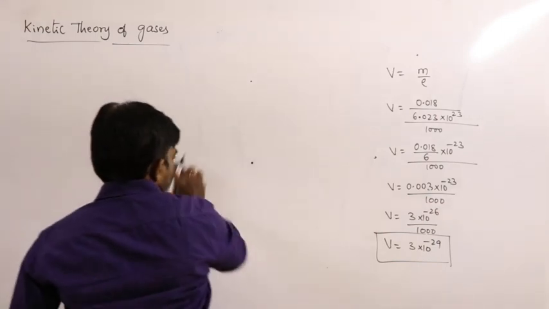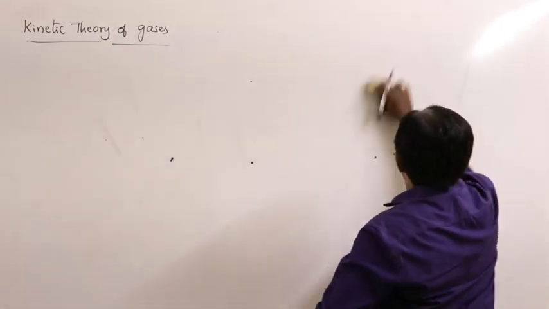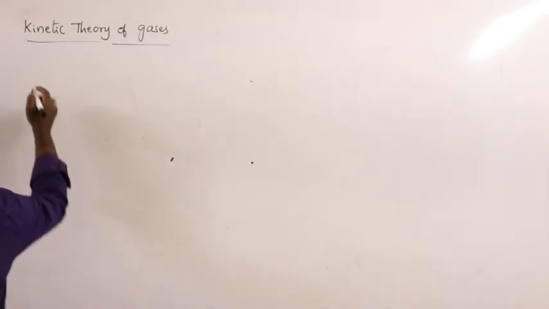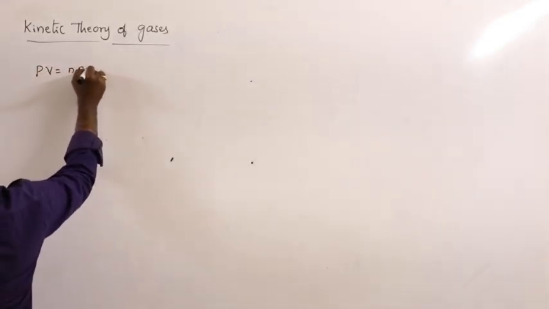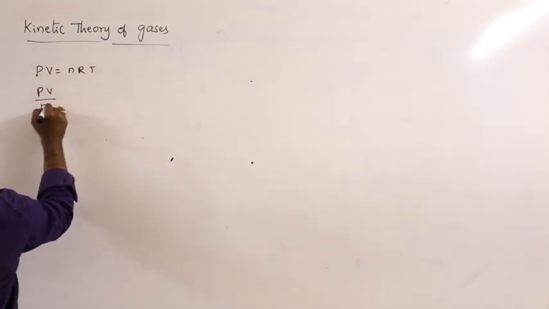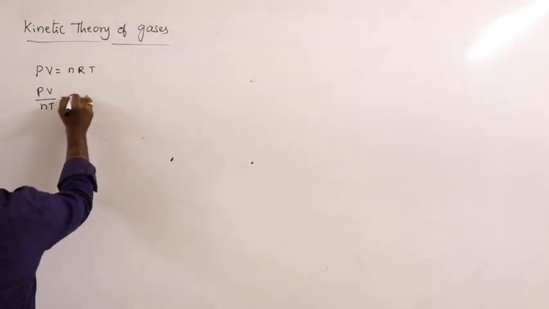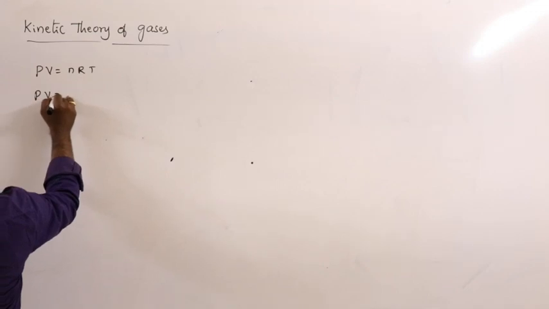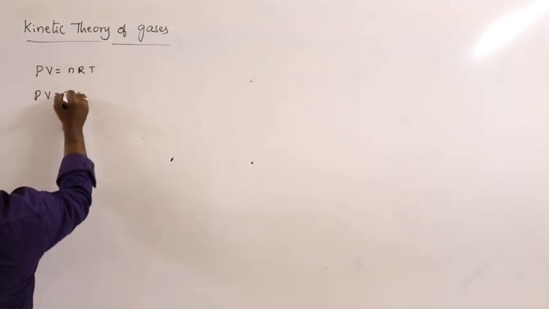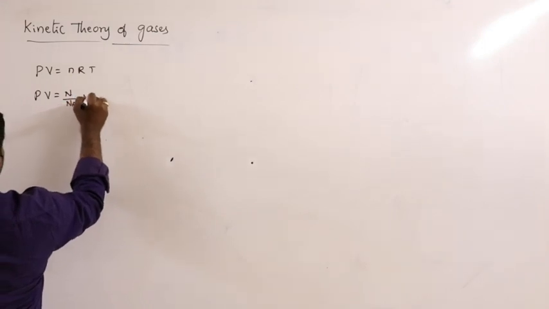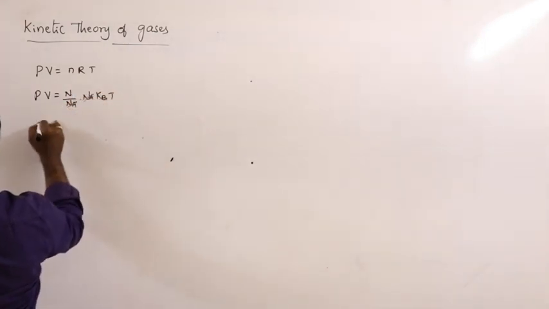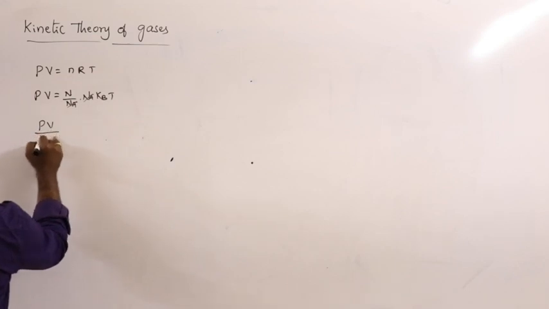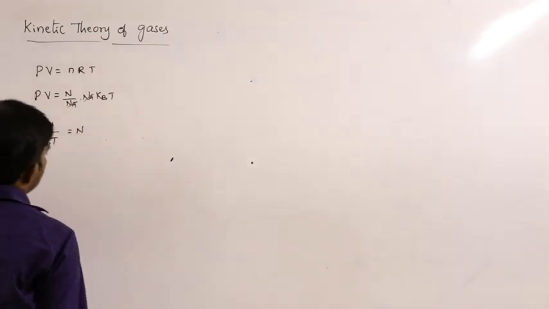Next, here we have one graphical representation. So let us say we know PV is equal to nRT, so PV by nT is equal to R. We can write PV is equal to n, where n can be written as N by NA, into NA into KB into T. So PV divided by KB into T is equal to the number of molecules, we can write.